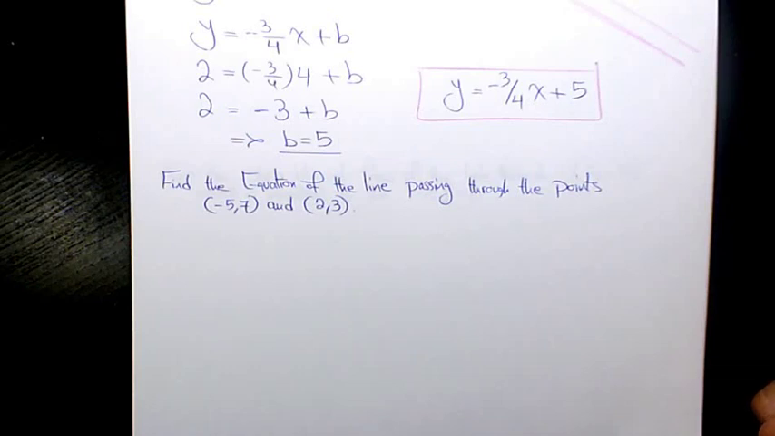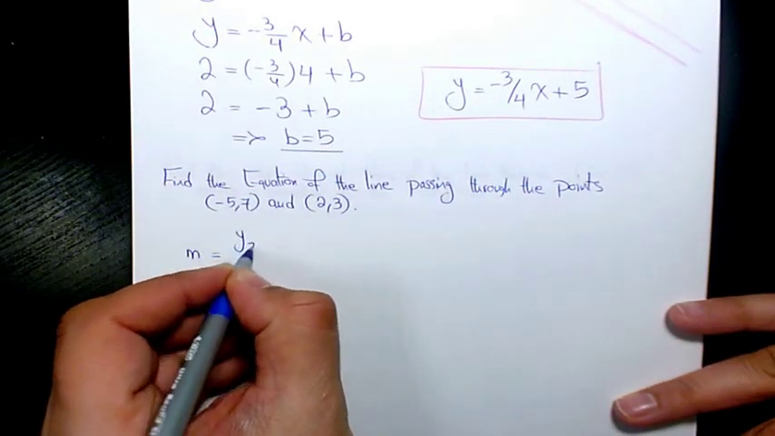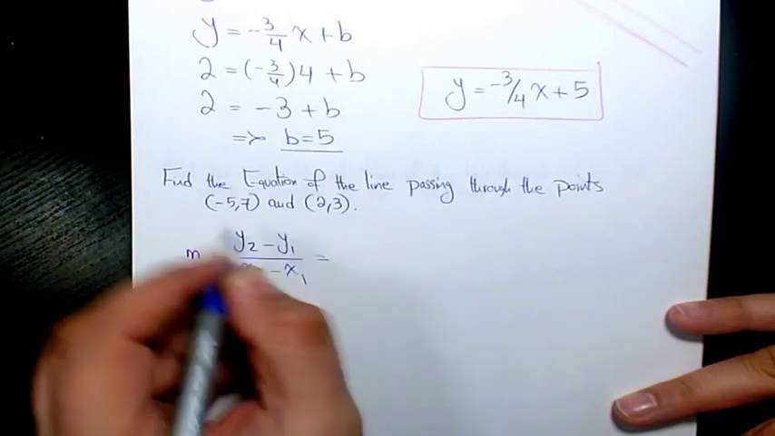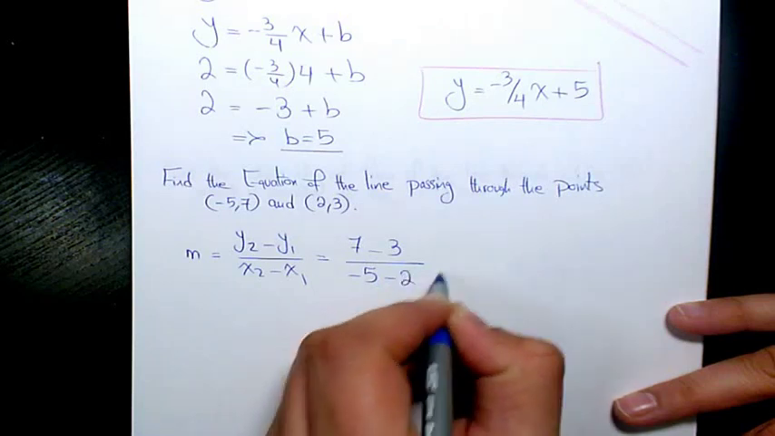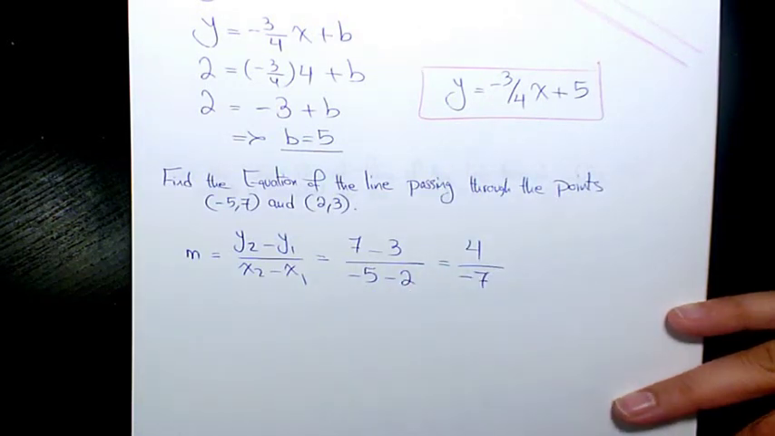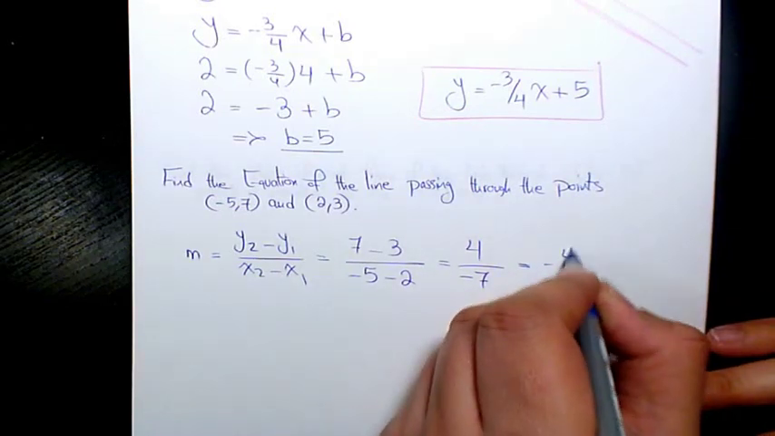Next one, it says find the equation of line passing through the points negative 5 and 7, and 2 and 3. Again, we are talking about 2 points here. We need to find out the slope first. Difference of y's divided by difference of x's. 7 minus 3 divided by negative 5 minus 2, which is going to be 4 divided by negative 7, or negative 4 divided by 7.